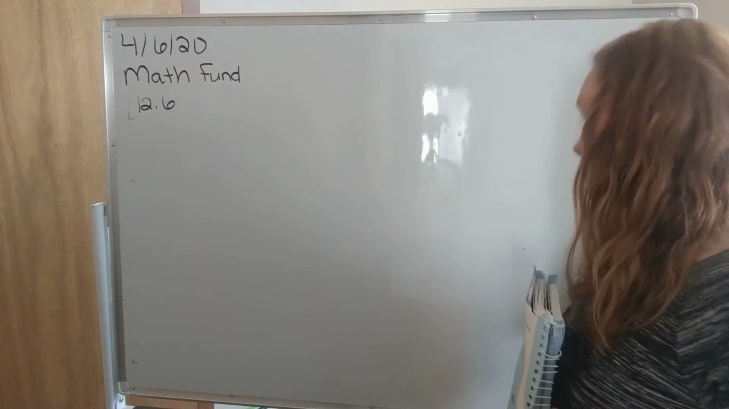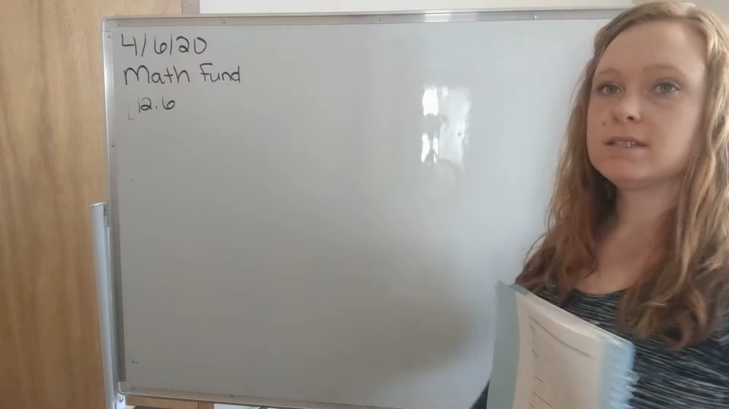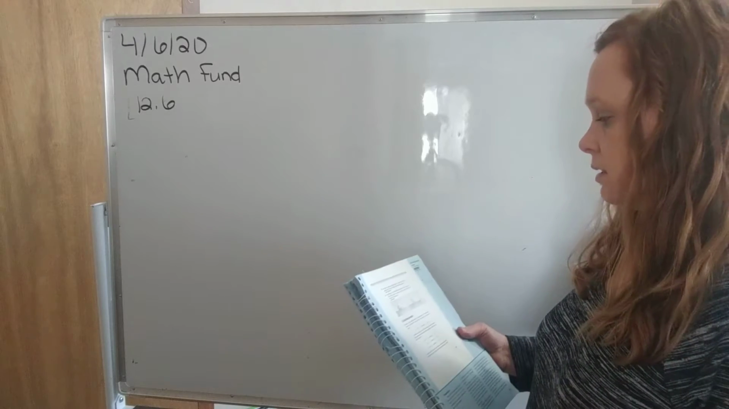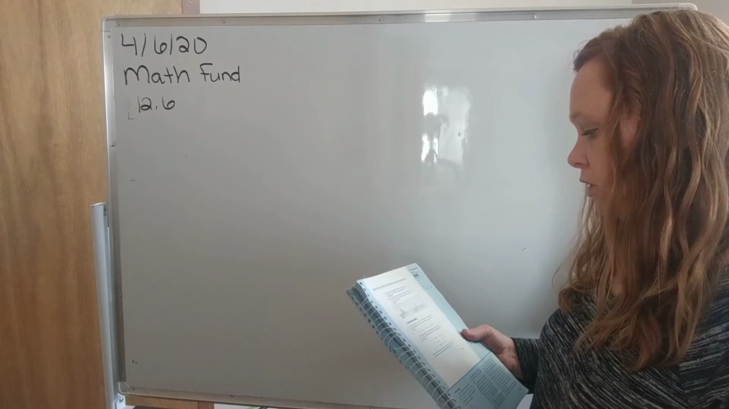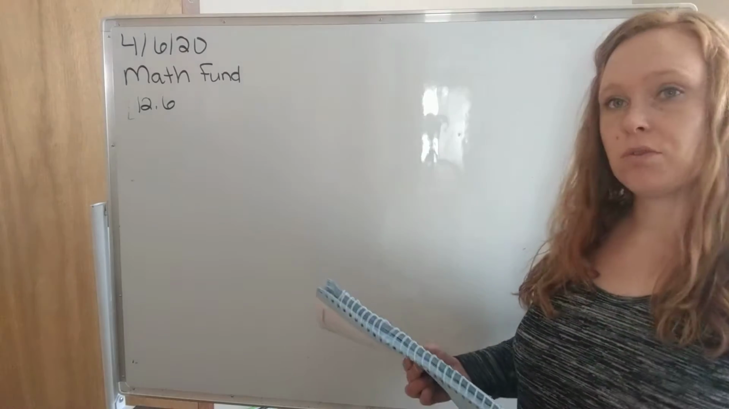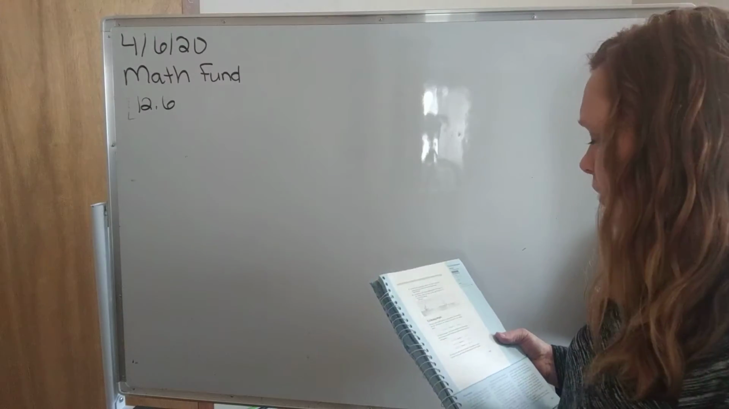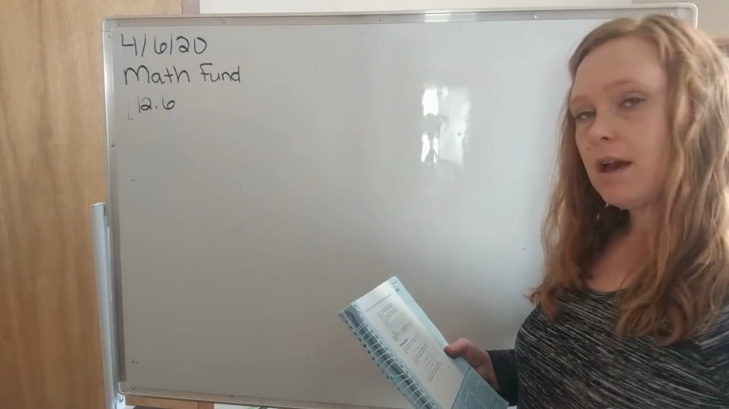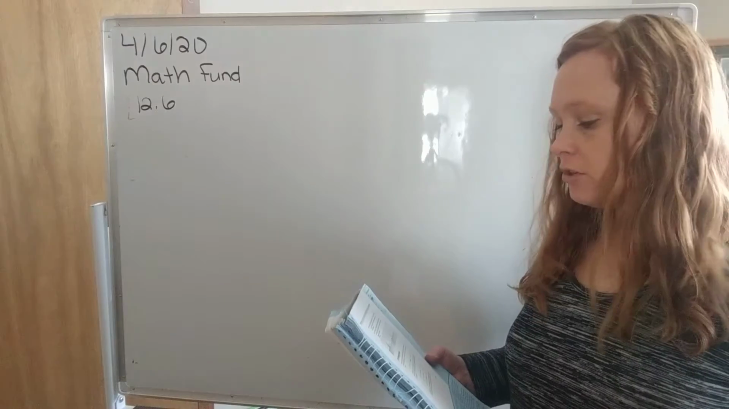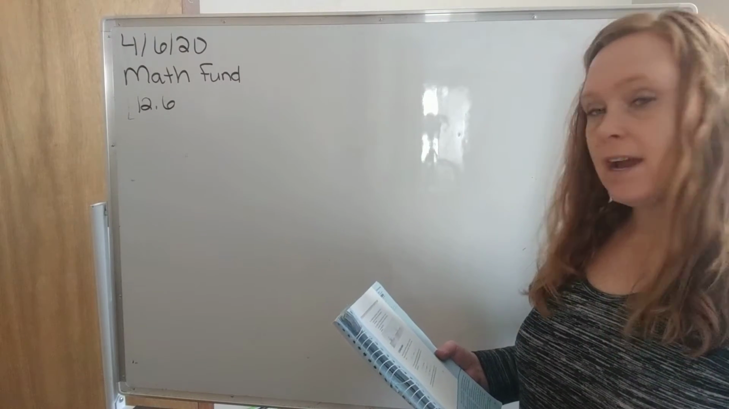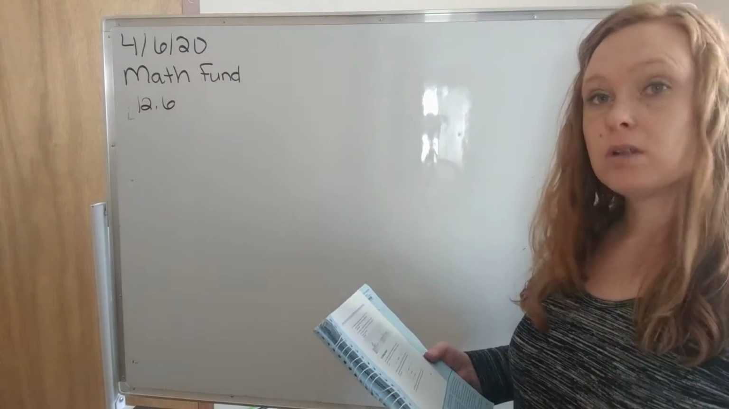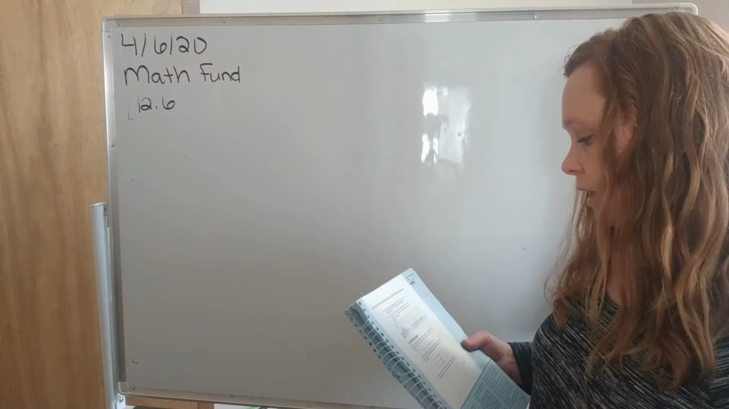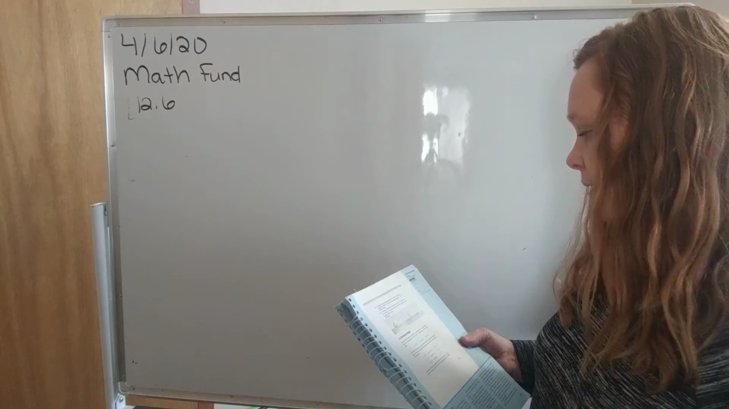This is the Math Fundamental lesson for 12.6 on Monday, April 6th. And again, we're on 12.6, page 353 in your textbook. We've been adding positive and negative integers. We've been subtracting them. We learned how to multiply them. And today we're going to work on dividing them.